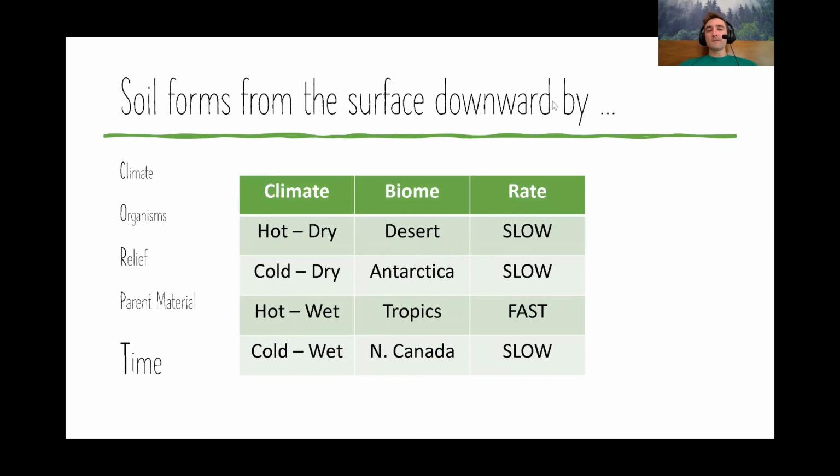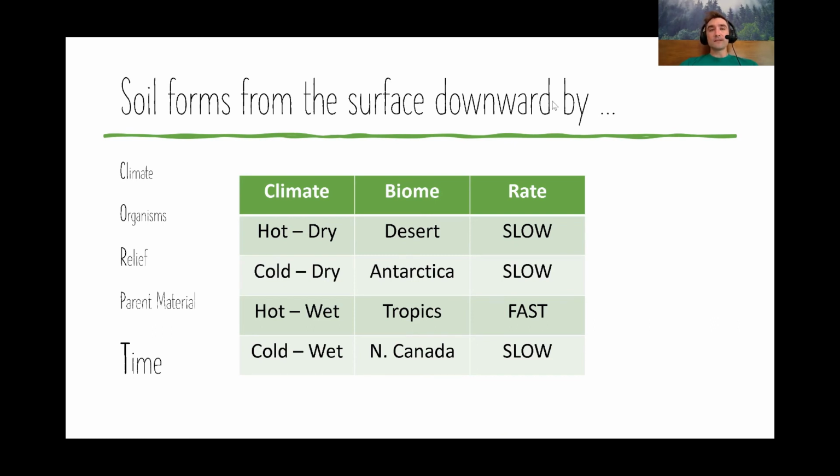And then finally, there's the factor of time. So we know that if you wait a long time, you will have much more soil formation. And if you wait a short amount of time, you will have less soil formation. How do these different factors impact the rate or the time it takes for soil to form? Well, in general, if you're really hot and really dry, like a desert biome, then that's going to be slow. If you're really cold and really dry, like Antarctica, that's also going to be slow.